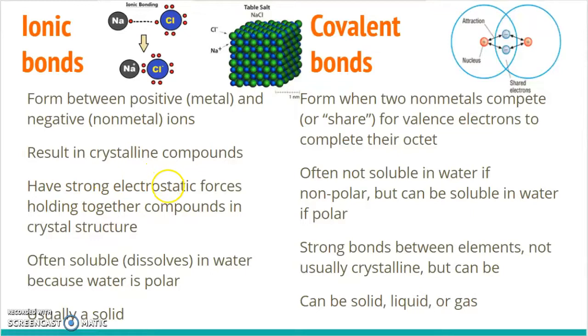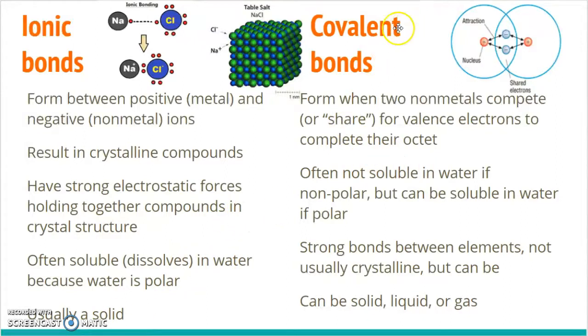These have strong electrostatic forces. That just means they attract with the positives and negatives, and that causes them to hold together in these crystal structures. So the fact that you have positives next to negatives, and it repeats over and over again, that's a strong force that holds the entire crystal together. And then because water is a polar molecule, these types of ionic compounds can often dissolve in water.